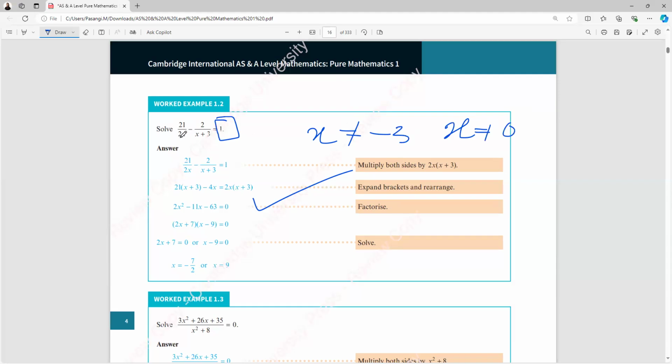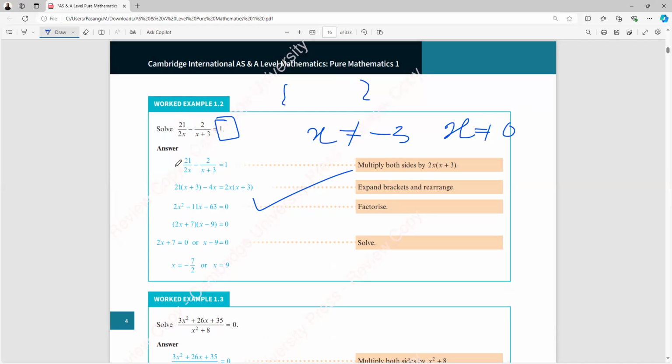Because if x equals 0 and if x equals minus 3, what will happen? The denominator becomes 0. Because of that, these two solutions should not be there. Though we received a set of solutions, we need to remove these two as well. That is what we have to do.